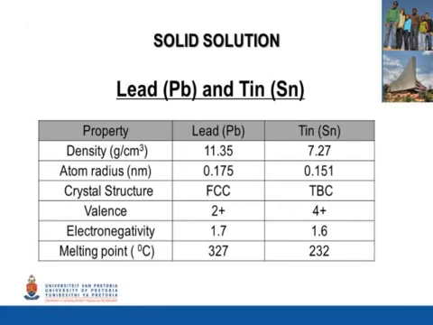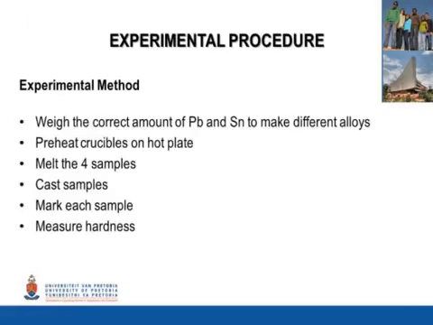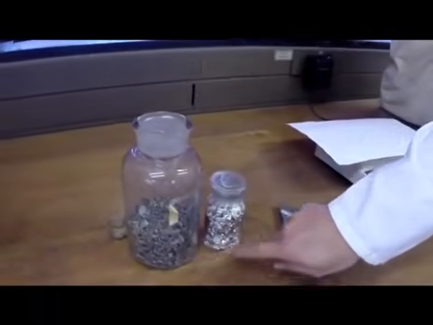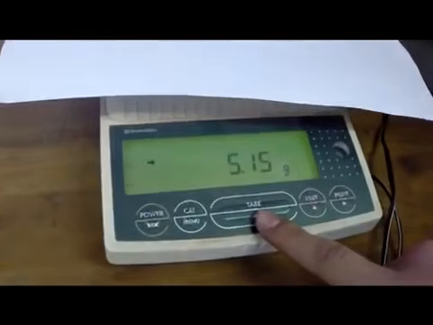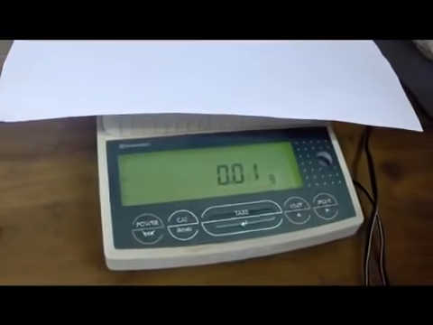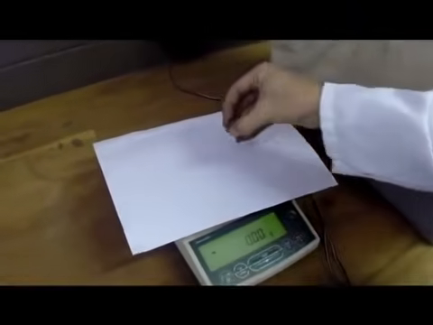This table contains several properties of lead and tin. The objective of this practical is to determine the effect that small additions of tin have on the hardness and density of lead. Please pay close attention to the practical demonstration. You will be provided with both lead and tin. Place a piece of paper on the scale and press the tare button in order to zero the scale. Now, weigh out the correct amount of lead and tin for each sample.